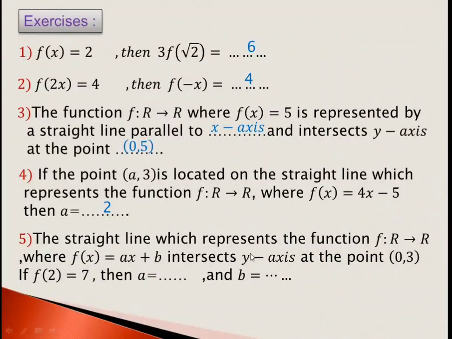The straight line which represents the function f from the set of real numbers to the set of real numbers, where f of x equals ax plus b, intersects the y-axis at the point (0, 3). If f of 2 equals 7, then a equals what and b equals what?